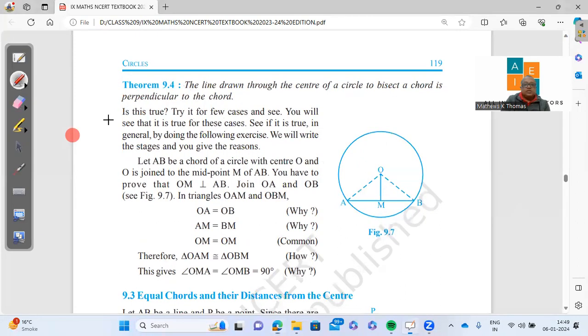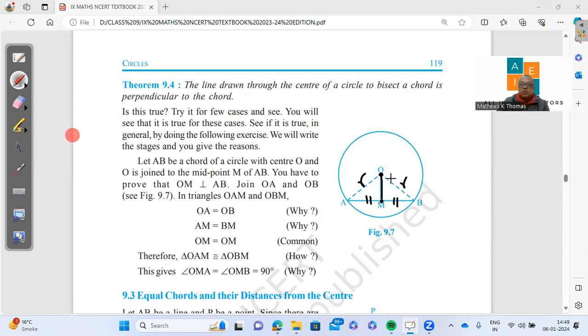And the converse of this: the line drawn from the center, bisecting a chord, is perpendicular. Or if I draw a line from the center to the midpoint of the chord, then we have to prove that this is 90. Okay, it's the converse of the theorem that we discussed just now. The line drawn from the center to the midpoint of a chord is a perpendicular. Now I have to prove that these two are 90.